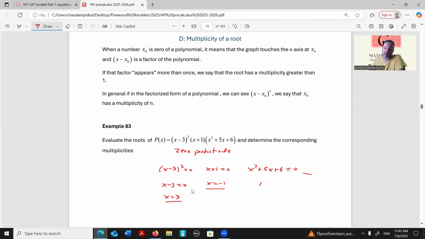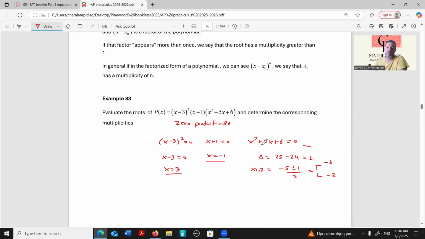We can see that the discriminant is 25 minus 24 equals 1. x1,2 is -5 plus minus 1 over 2. -6 over 2 is -3. -4 over 2 is -2. So here, in general, we have the following roots or zeros. Let's call them zeros: 3, -1, -3, and -2.